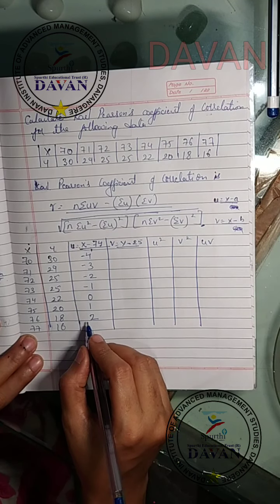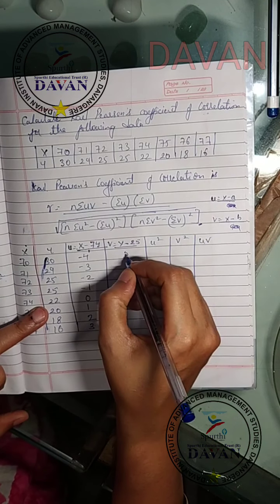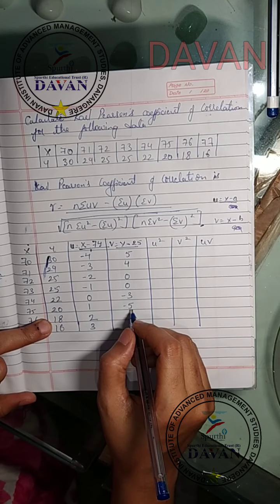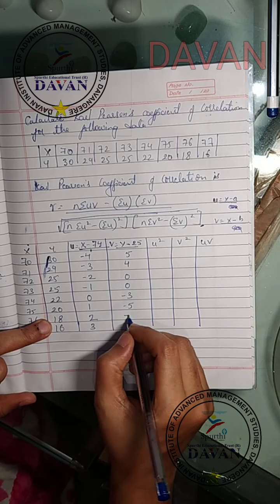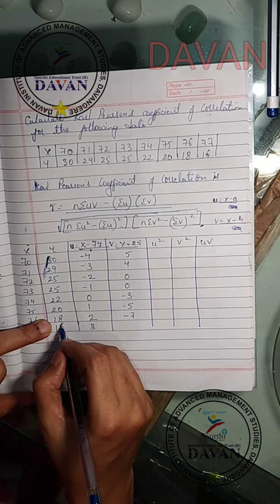Similarly, do for the Y value. So it is 30. 30 minus 25 is 5. 29 minus 25 is 4. 25 minus 25 is 0. 25 minus 25 is 0. 22 minus 25 is minus 3. 20 minus 25 is minus 5. 18 minus 25 is minus 7. Next 16 minus 25 is minus 9.